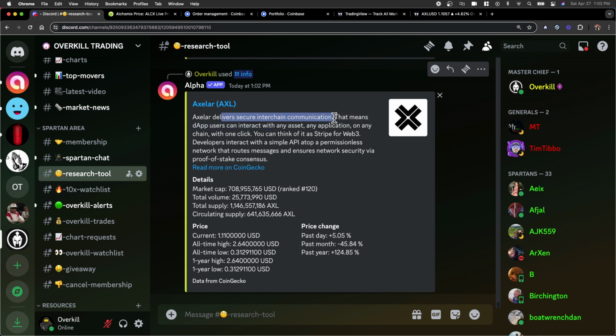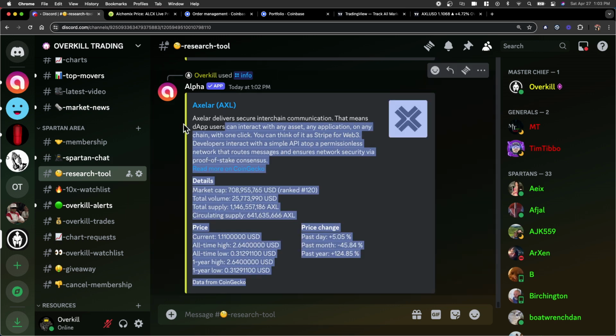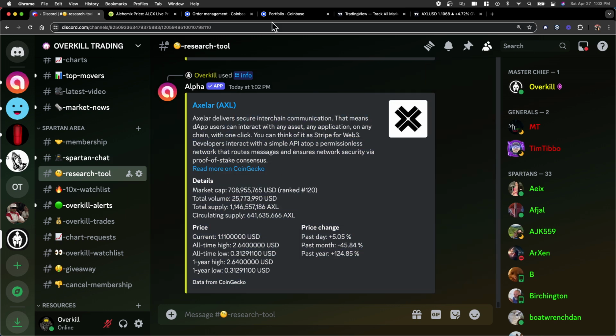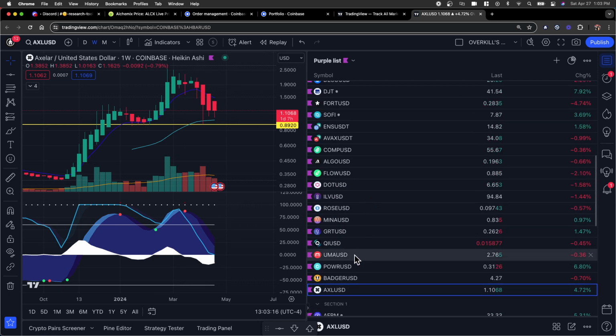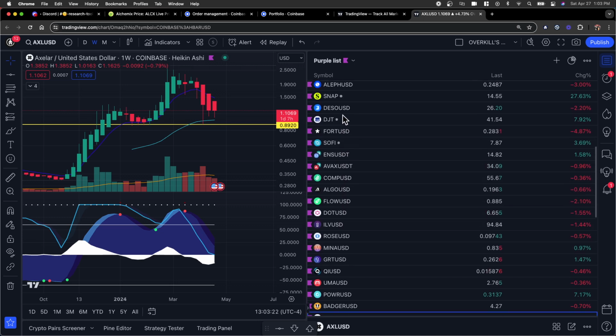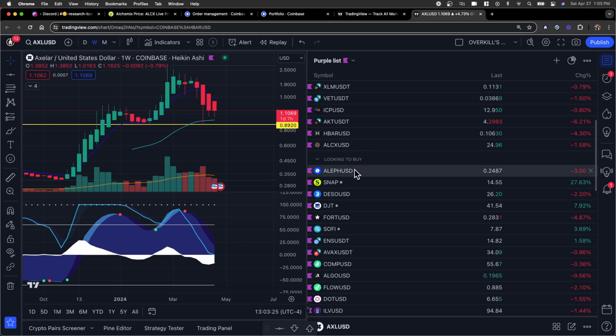It looks like it's an interchain communication play, dApp, decentralized. You can think of it as Stripe or Web3 for developers. That's why I added this one to the list, because I use Stripe for my business. I run a marketing company, but it looks like a payment, interchain communication, secure play. Using a bunch of fancy words there, but Stripe is like a $100 billion company. So I'm adding that one to the looking to buy list as well. So there's 21 names that you could be adding to your watch list this week.